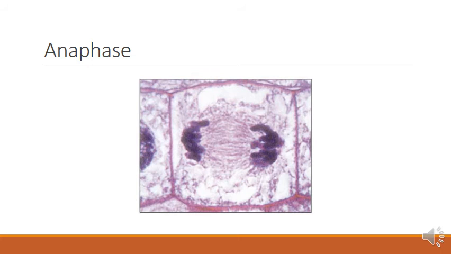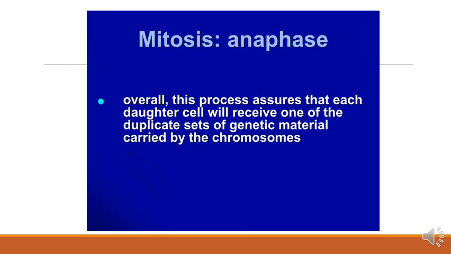and each chromatid has its own centromere and is now termed a chromosome. The movement of the chromosomes to the opposite poles is guided by the centromere. The centromere leads the way while the chromosomes migrate to the opposite poles. Overall, this process assures that each daughter cell will receive one of the duplicate sets of the genetic material carried by the chromosomes.